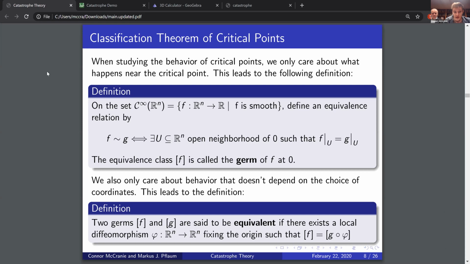And so we're going to consider 2 germs to be the same if I can compose with a local diffeomorphism to get from one to the other. So if I can change coordinates to get from one germ to another, then I'm just going to say that those are equivalent.